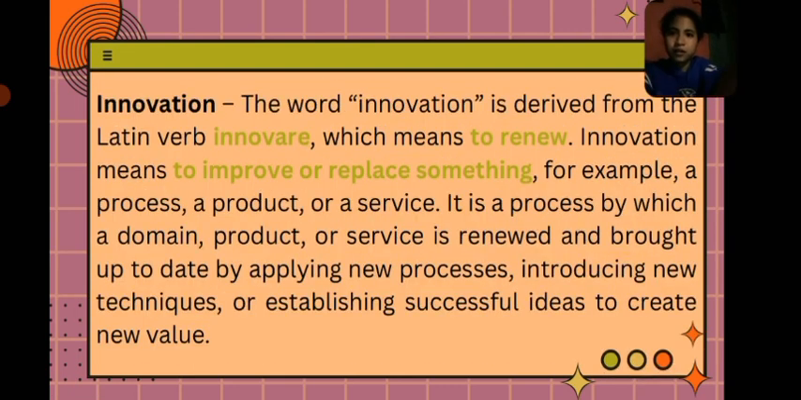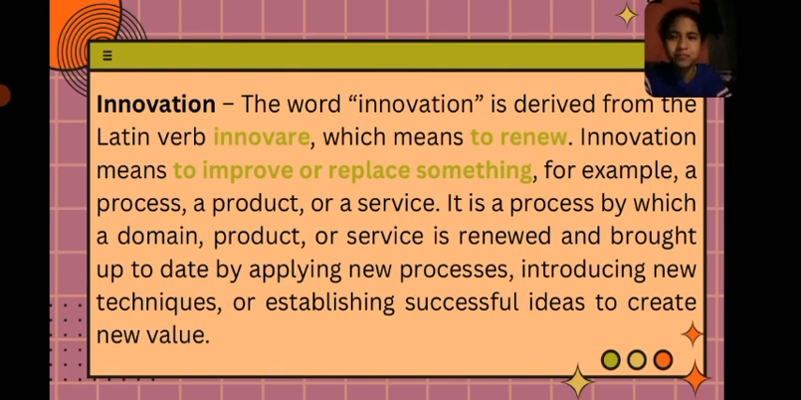So proceed na ta sa innovation. The word innovation is derived from the Latin verb innovare, which means to renew. Innovation means to improve or replace something, for example, a process, a product, or a service. It is a process by which a domain, product, or service is renewed and brought up to date by applying new processes, introducing new techniques, or establishing successful ideas to create new value.